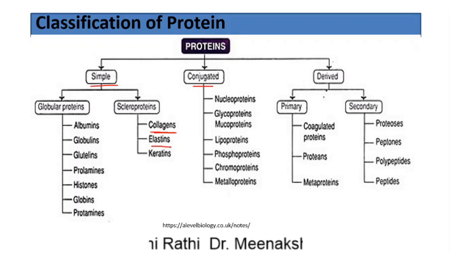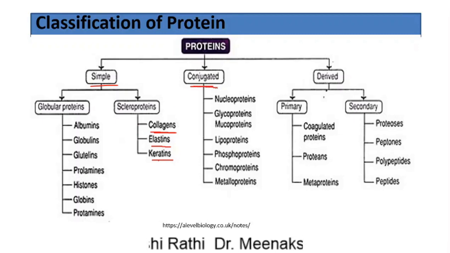Elastins are found in elastic tissues such as arteries and tendons, which help to join muscles with bones, and these are elastic in nature. While keratins, as all of you know, are present in exoskeletal structures like hair, nails and horns. These keratins are water insoluble and not digestible, and their structure is like fiber. So these are the two types of simple proteins which are made up of only amino acids.